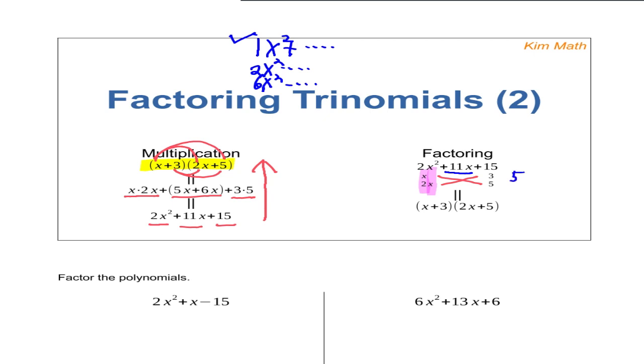I will show you another trial and error. If you choose 5 and 3 by mental math, one cross multiplication is 3, another one is 10. So note that 10 and 3 cannot make 11 by adding or subtracting. So this is not a good choice. Then the last one is 15 and 1. By cross multiplying, you have 1 and 30. With 1 and 30, again, it is not possible to make 11x. That's why we have only one choice, 3 and 5.